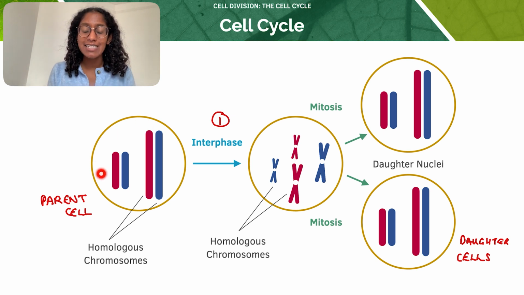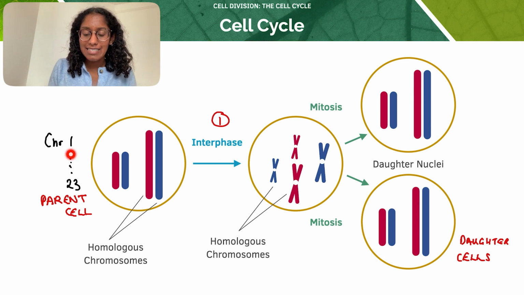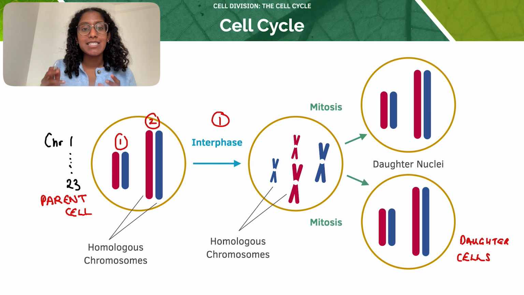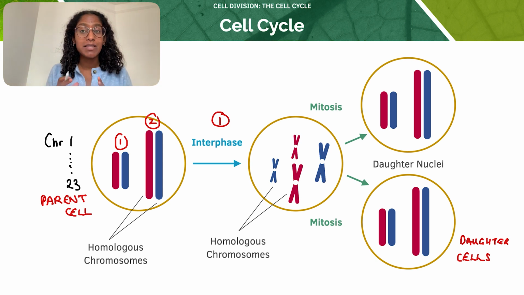Now, obviously, this is a simplified diagram. So in a normal human cell, we will have chromosomes 1 down to 23. And for every chromosome, we have 2 of every chromosome. So let's say this is chromosome 1 here and this is chromosome 2. You can see that we have 2 of each. And so this would be the same from number 1 to number 23.